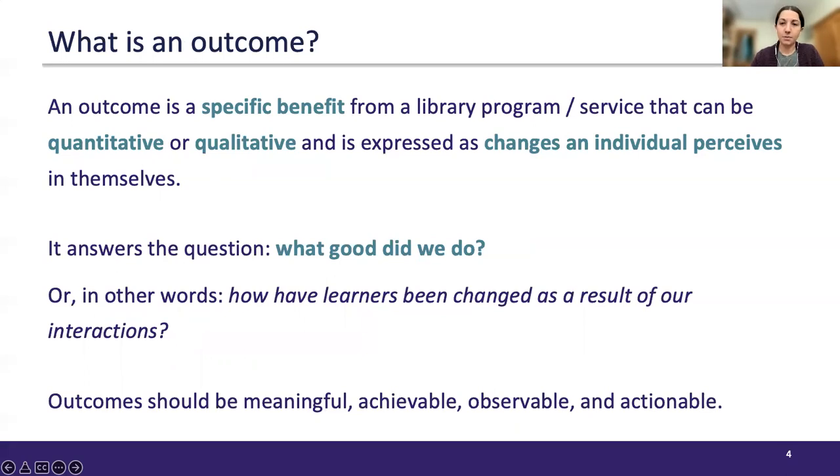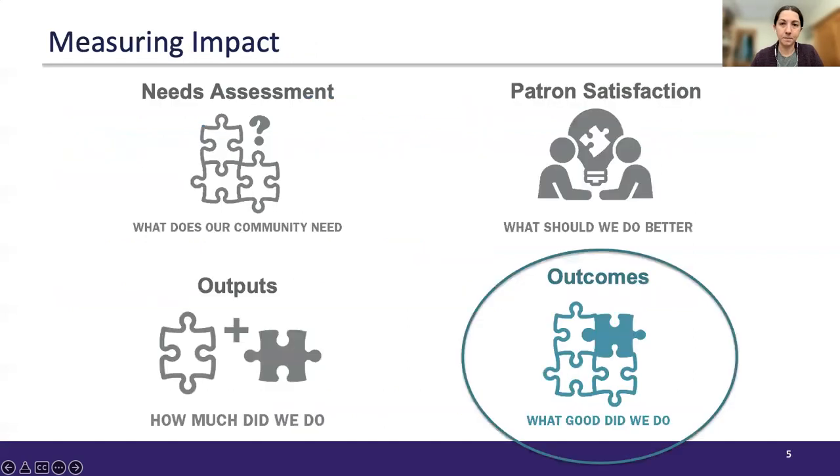Outcomes are not focused on recording library offerings or library usage, such as collection counts, gate counts, the number of reference interactions, and so on. Rather, outcomes document how the library impacts the learning and work of its users. They should be meaningful, achievable, observable, and actionable.